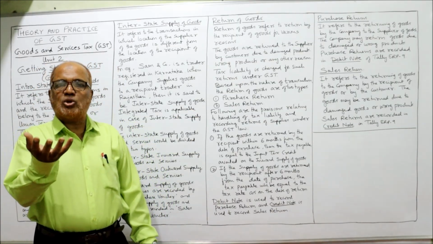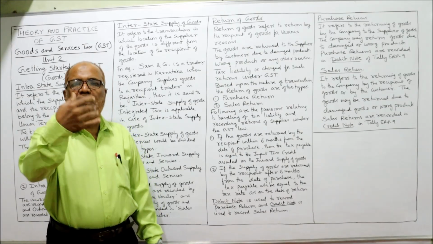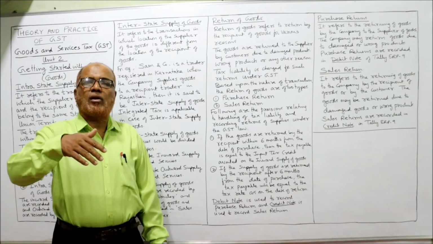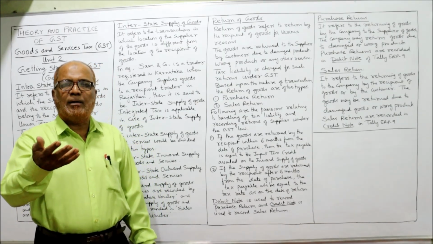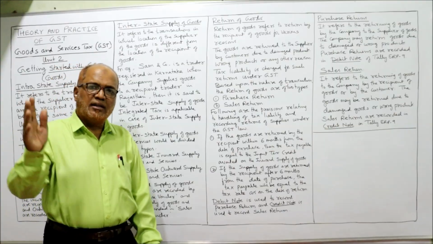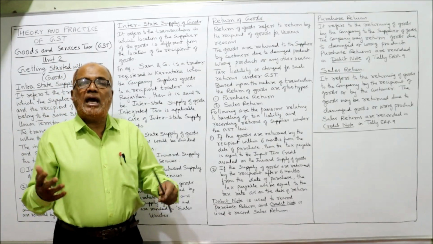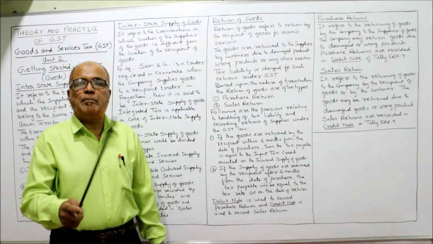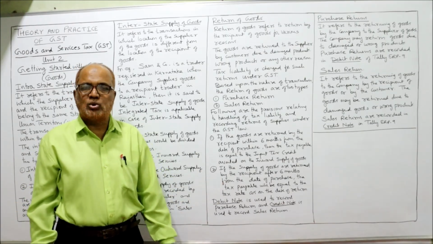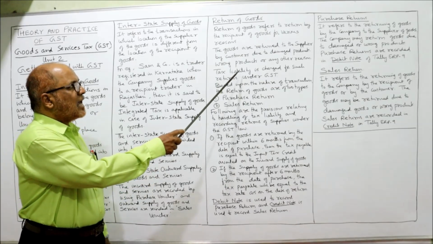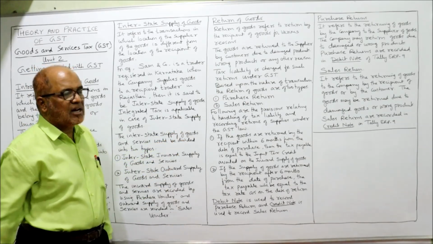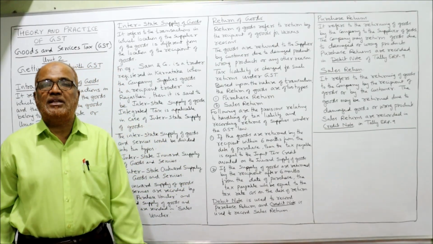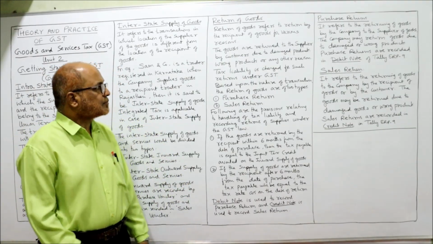Suppose if damaged goods are supplied by supplier, the recipient will return back. Similarly, if a wrong product is supplied by the supplier, the recipient will return back, or any other similar reasons are there due to which the recipient will return back the goods to the supplier. Tax liability is charged for such returns under GST. So again, tax impact will be there on returns also.